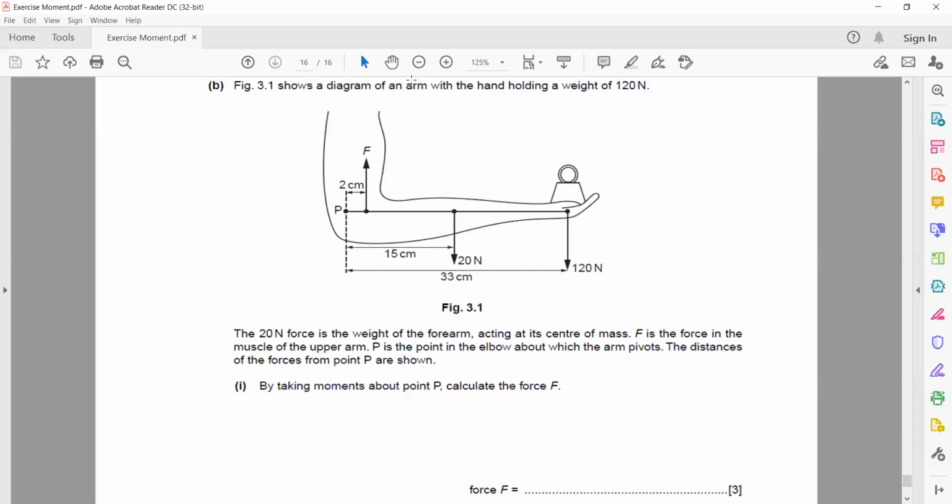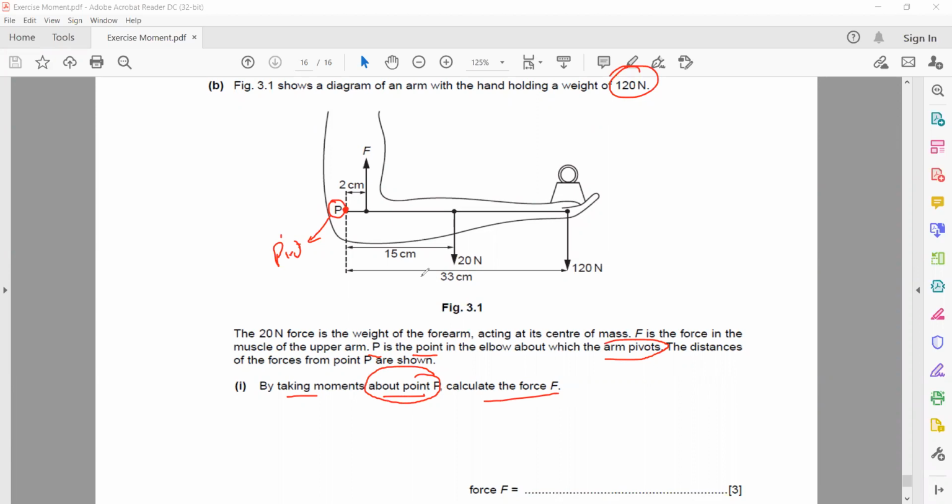Another question related to turning effect. Figure 3.1 shows a diagram of an arm holding a weight of 120 Newton. A force of 20 Newton is the weight of the arm. P is the point about which the arm can pivot, so P is the point of rotation. By taking the moment about P, we have to take point P as a pivot and calculate F.